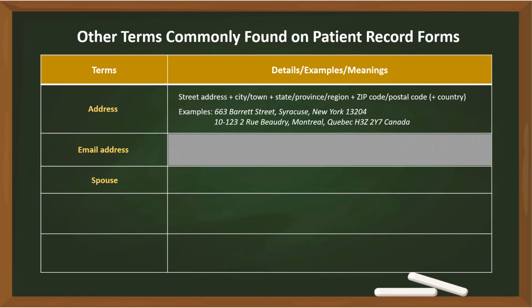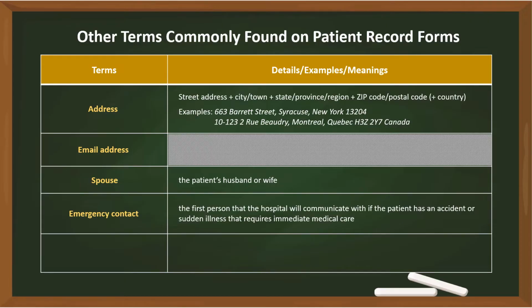Another term is spouse, which means the patient's husband or wife. Married patients may say that their spouse is their emergency contact or the first person that the hospital will communicate with if they have an accident or sudden illness that requires immediate medical care.